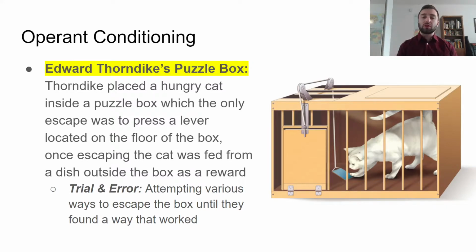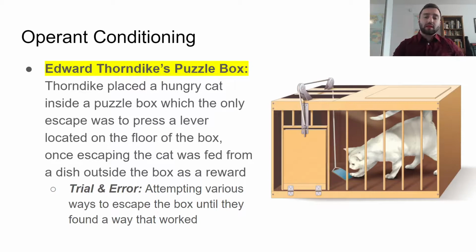And the box, although it could look a little bit different, basically the main part was that somewhere in that box was a lever on the floor. And that lever basically controlled the opening of the box. So if the cat pushed the lever, the box would open up and the cat would be able to get out. And then they would place food outside the box. So you've got a hungry cat in the box. If they push the lever, it opens up the door. They can get out and they eat. The idea is again, once they get out, they get a reward. The food is the reward.